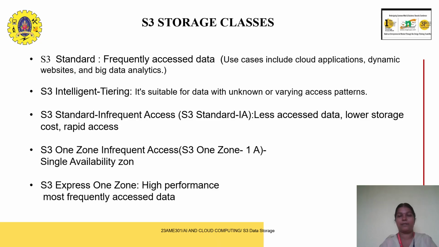S3 storage classes. S3 Standard: frequently accessed data will be stored in the S3 Standard class. S3 Intelligent-Tiering: based on various access patterns, the data can be stored in S3 Intelligent-Tiering. S3 Standard-Infrequent Access: infrequently accessed data will be stored in this class. It has a lower storage cost and also rapid access. S3 One Zone-Infrequent Access: it provides a single availability zone. S3 Express One Zone: it provides high performance for the most frequently accessed data.